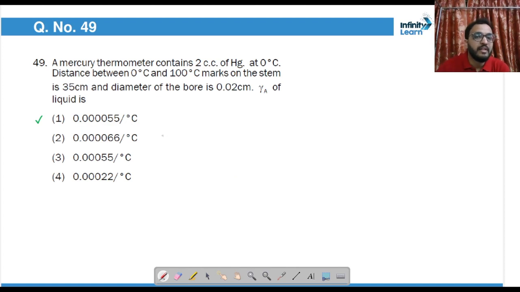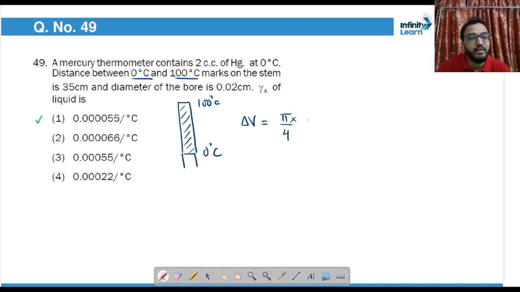Now here they are saying that this is a thermometer in which, from the mark 0 to 100 degrees centigrade, what is the volume that needs to be occupied? See, if the mercury is at the mark of 0 degrees centigrade, and you raise the temperature, it goes to the mark of 100 degrees centigrade. That means this is the volumetric expansion that happens. So this is delta V. It is pi by 4 into the diameter, which is given as 0.02 centimeter, 0.02 into 10 to the power minus 2 whole square, into the height, 30.